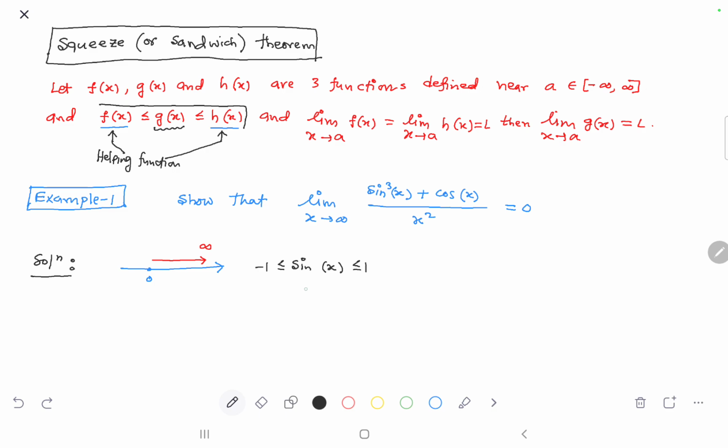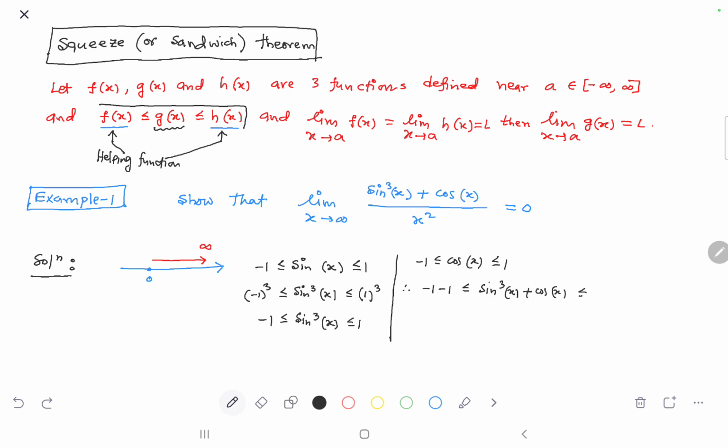So what will the sin cube x value be? The sin cube value will be -1 cubed less than or equal to 1 cubed. So sin cube x is between -1 and 1. Now what about the cos? It is also between -1 and 1. So if you add these two, we get -1 less than or equal to sin cube x plus cos x less than or equal to 1 plus 1.